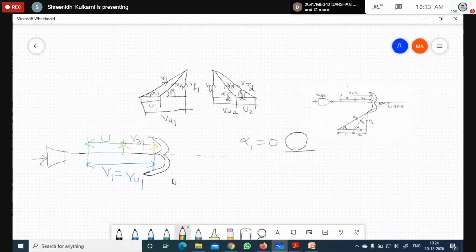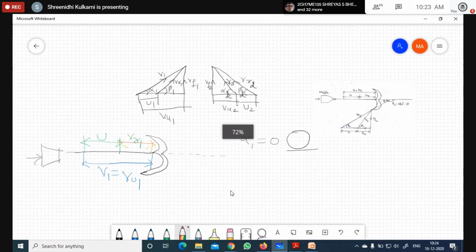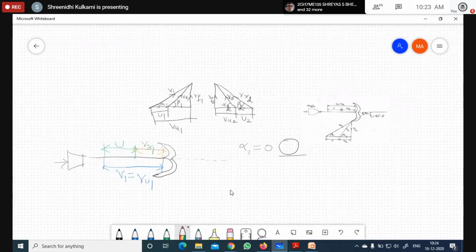Okay, next I'll come to the outlet velocity triangle. Either we can draw it in this direction or in that direction, either upward or downward. It is left to you. If you draw upwards, it is also correct, but you have to mark the direction.